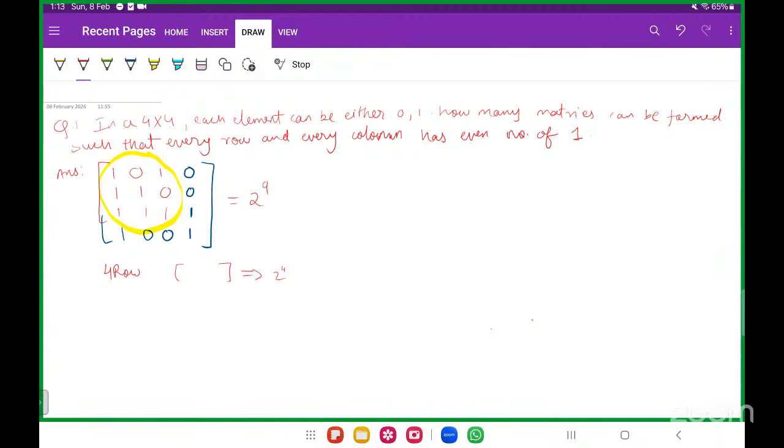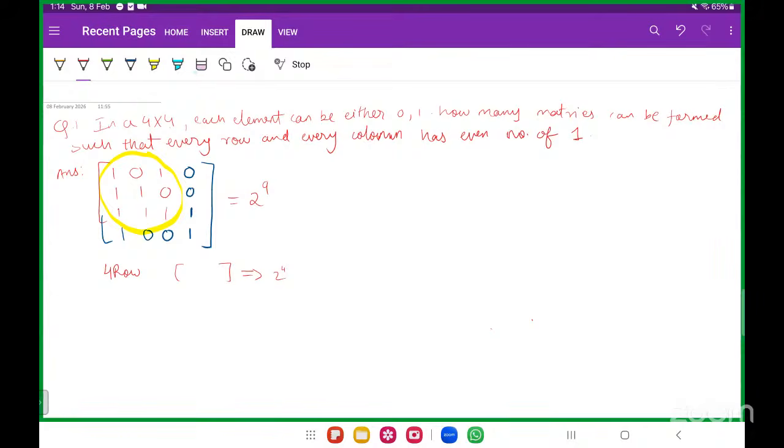It could be either odd or it could be even. So 4 rows, the same way 4 columns also. So how many total rows and columns will you have? 4 rows, 4 columns, so total 8.